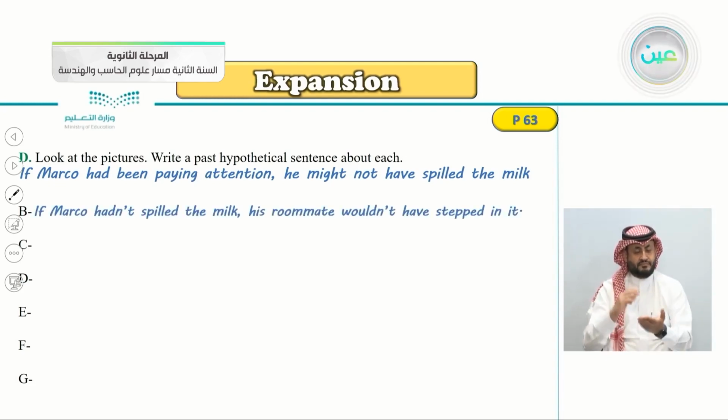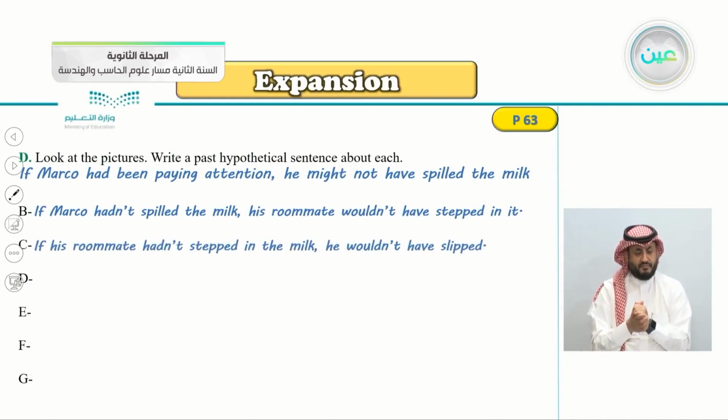If Marco hadn't spilled the milk, his roommate wouldn't have stepped in it. If Marco didn't spill the milk, his roommate wouldn't have stepped in it. Next picture, same way. Very good. If his roommate hadn't stepped in the milk, he wouldn't have slipped. So we're using the past hypothetical with the if clause and, of course, the result clause.